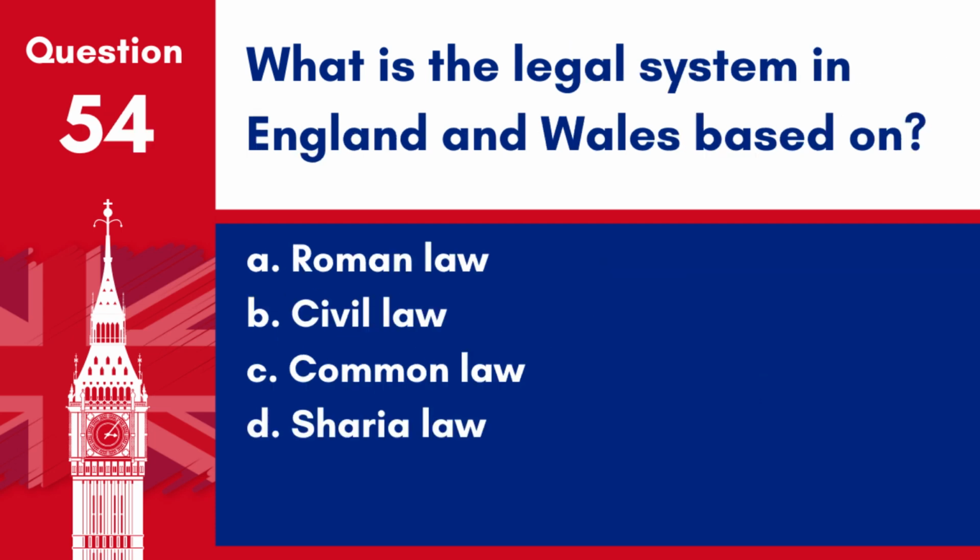Question 54. What is the legal system in England and Wales based on? A. Roman law. B. Civil law. C. Common law. D. Sharia law. Answer C. Common law. The legal system in England and Wales is based on common law, which is characterised by case law and the doctrine of legal precedent.